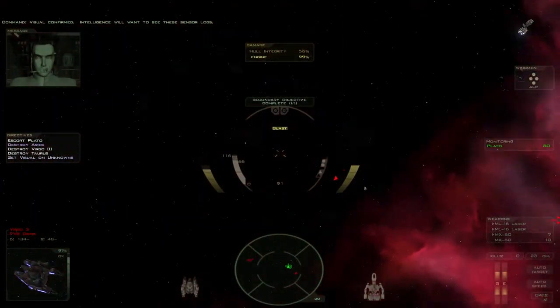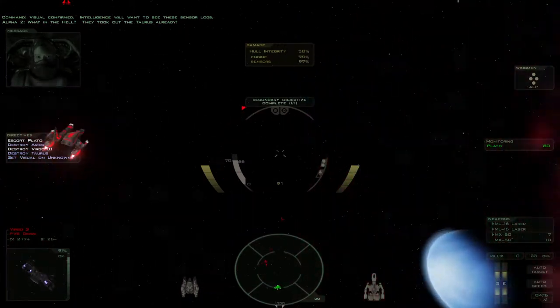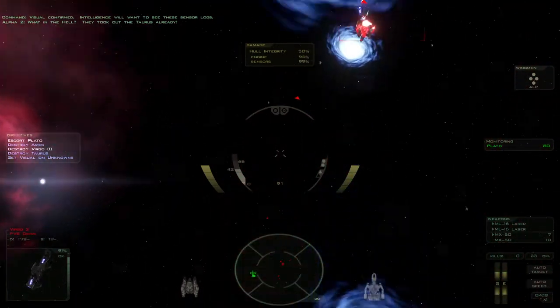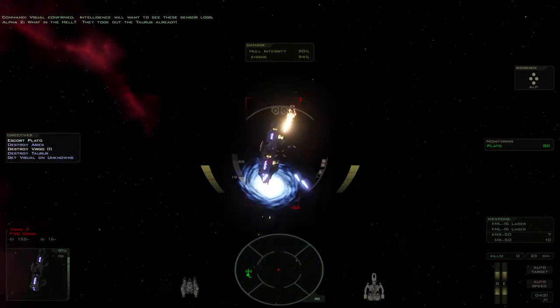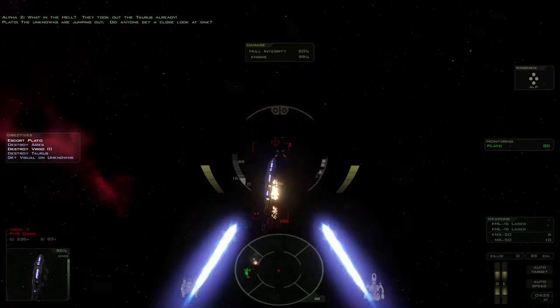Visual confirmed. Intelligence will want to see these sensor logs. What in the hell? It took out the Taurus already. The unknowns are jumping out. Did anyone get a close look at one?